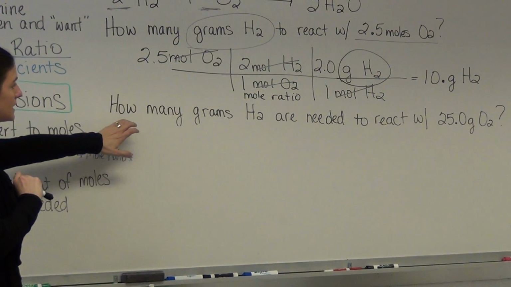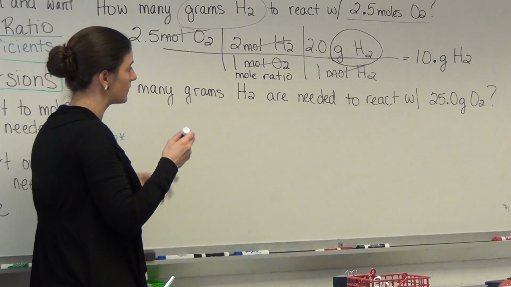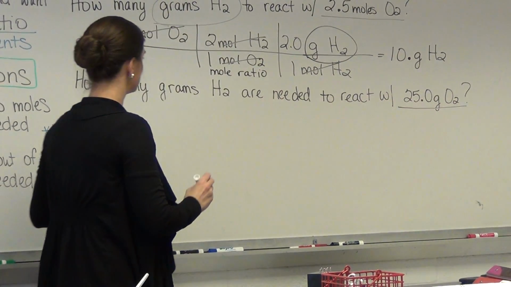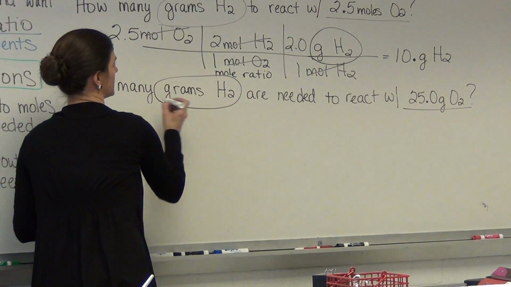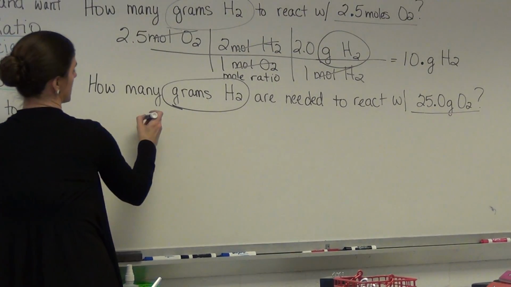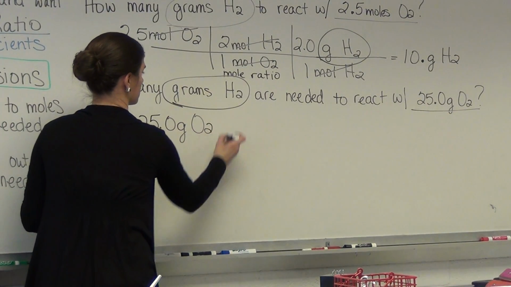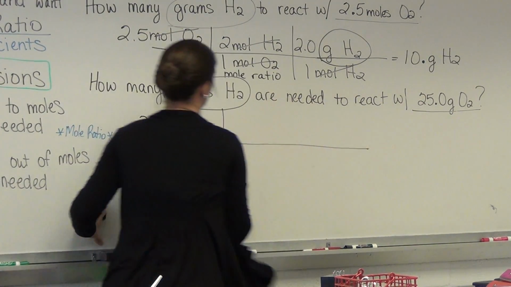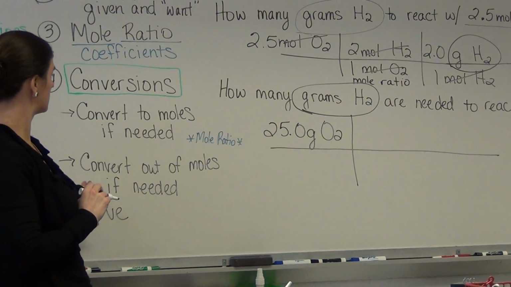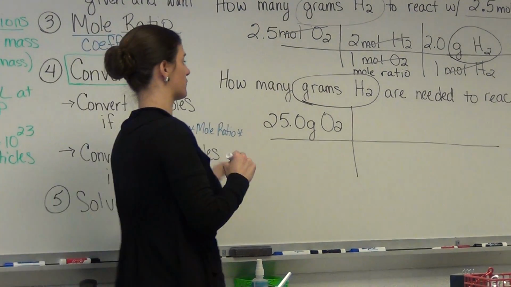If we look at our second example, we have grams and grams, so it's a little bit different. You have to add an extra step. So this again is what we're starting with, and we're trying to find grams of H2. But we're starting with grams this time. So we have to write down our given. We first have to get out of grams, so that's why I said convert out, or convert to moles right here if needed. So we have to convert to the moles first.